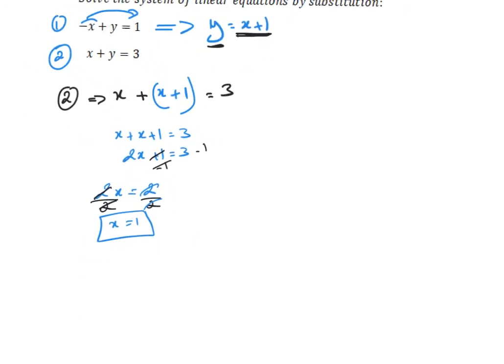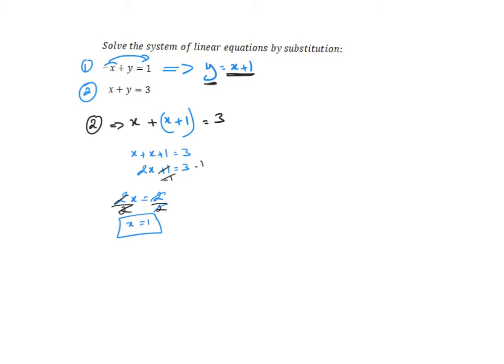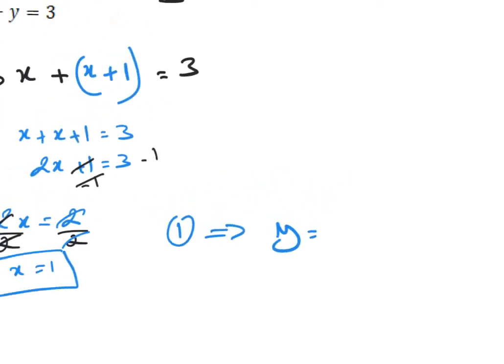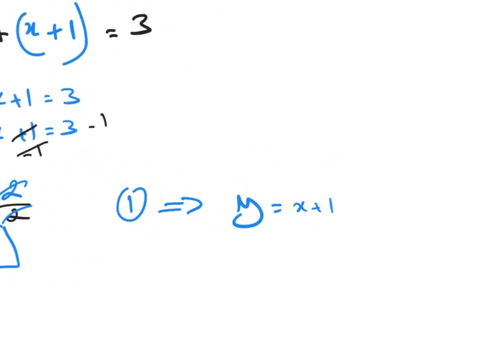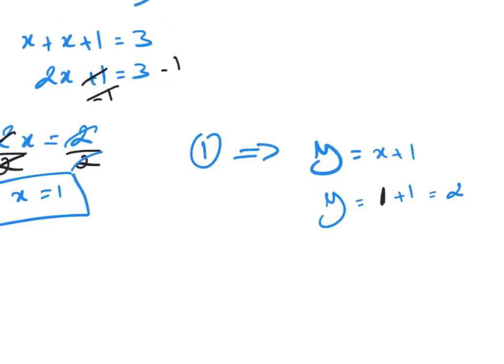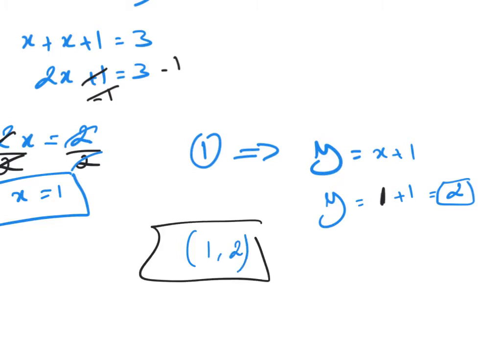And for y, I got this from equation number 1. From equation number 1, we know that y equals x plus 1. So I can substitute x by 1, and we have 1 plus 1, and that will be 2. So the ordered pair of the solution to this system of linear equations is x equals 1 and y equals 2, which is exactly the same as we got by using the elimination method.